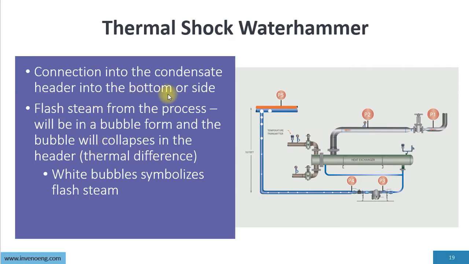Now, connection into the condensate header into the bottom or the side will result in 100% Waterhammer. So flash steam from the process will be in bubble form, and the bubble collapses. We just talked about the thermal differences. The white bubble symbolizes the flash steam in the process. And this is showing it making an entrance into the bottom of the header.